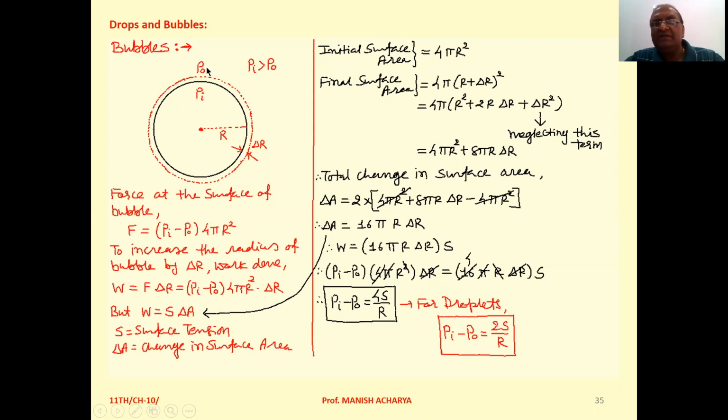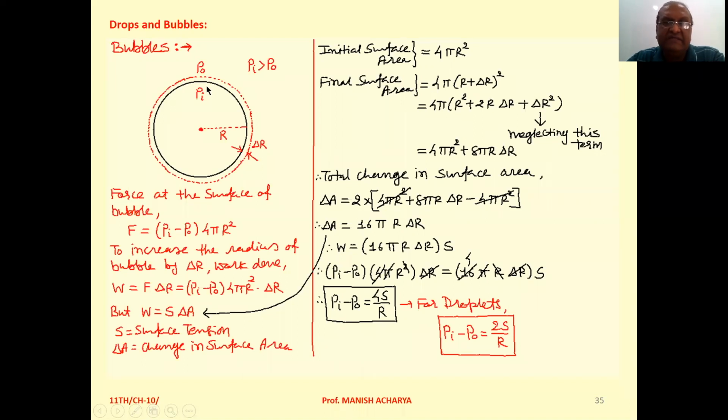Here always remember this thing: the pressure on the concave surface is greater than the pressure on the convex surface. So in this particular case, we can say Pi is greater than Po. Clear? So the pressure difference at the surface: inside pressure at the surface is Pi, outside pressure is Po. So at the surface, the pressure difference is Pi minus Po.